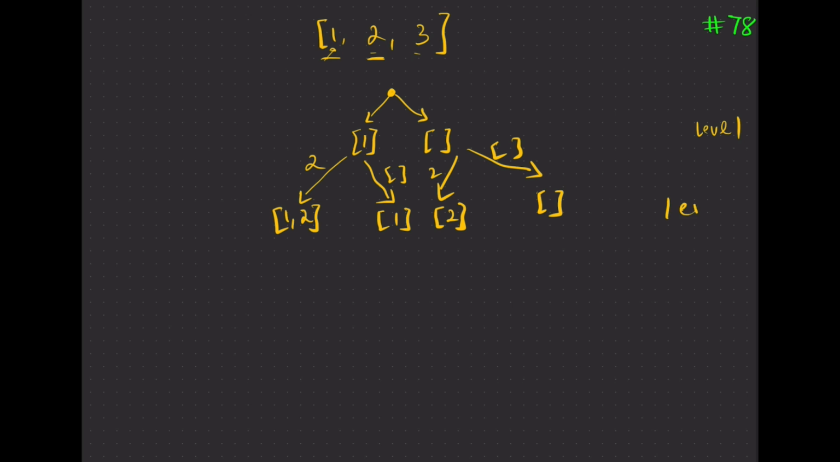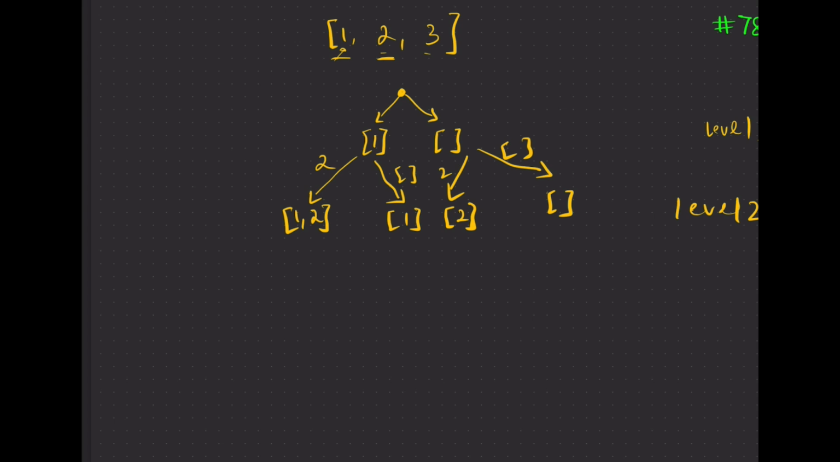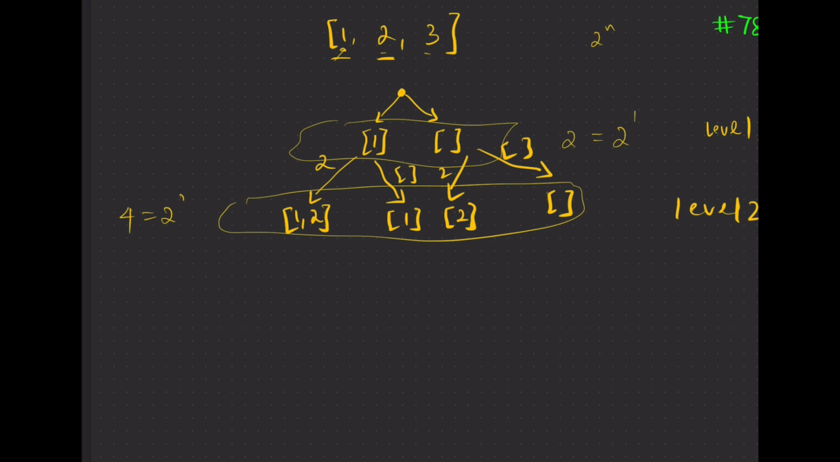This is level 2. Notice that at every level, the number of elements is increasing with the power of 2, 2 to the power n, right? So at this level we have 2 elements, which is basically 2 to the power 1, because this is the first level. At this level we have 4 elements, which is equal to 2 to the power 2, the second level. If you continue down, you will notice that it increases at this rate.